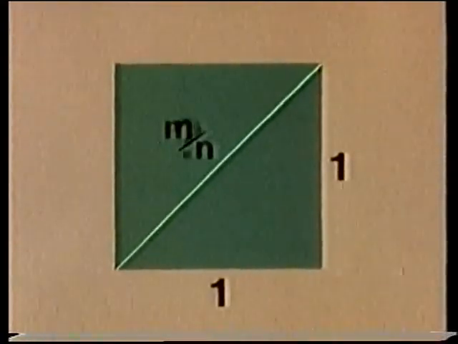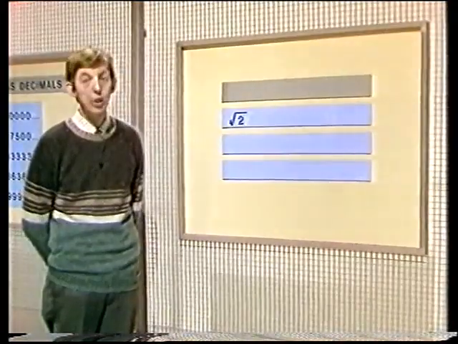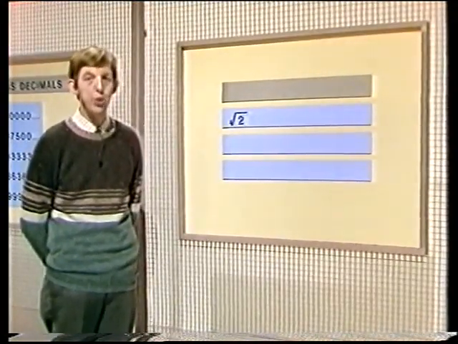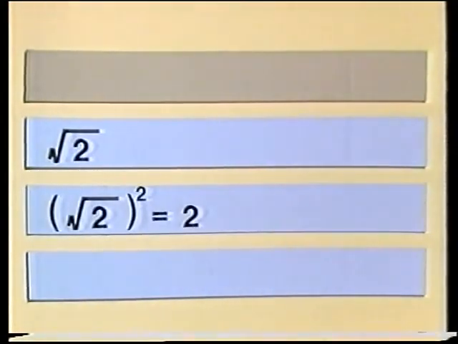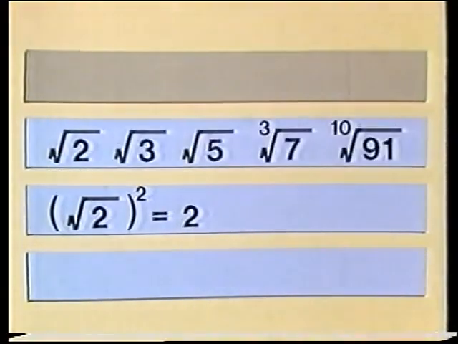So how do we describe the length of the diagonal? Well, the only thing to do is to introduce a new sort of number, which we call root 2, and which we can use in arithmetic in the same way as rationals, except that whenever we get root 2 squared, we replace it by 2. And in the same kind of way, we can introduce numbers like root 3, root 5, the cube root of 7, and so on. None of these numbers can be rational.